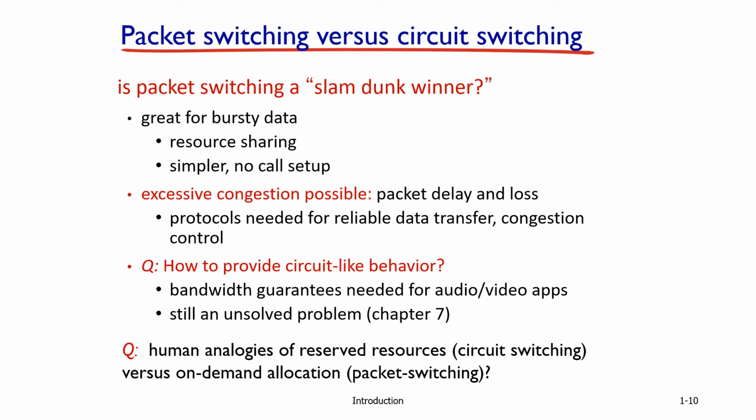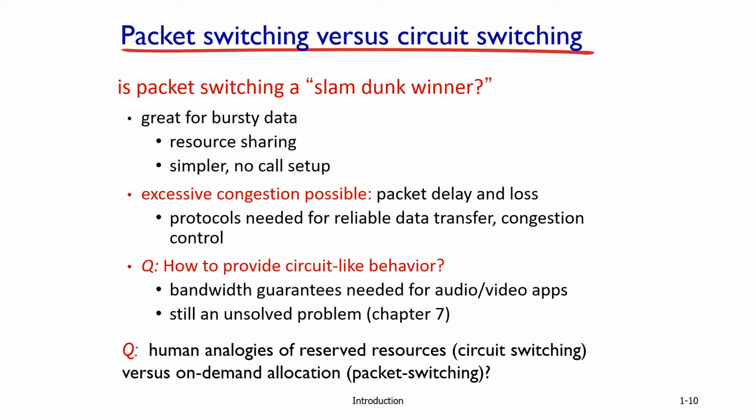So is packet switching the main winner? It is great for bursty data. Bursty data basically means that we send out a chunk of data and then we do not send out any data at all, which is the behavior of our network related applications. It enables us to resource share. It is much simpler because there is no call setup. Whereas in a circuit switching network, we need to basically establish or fix a circuit for a particular time between the sender and receiver, which is called the call setup time, before you can start transmitting data between the sender and receiver. Excessive congestion is definitely possible.